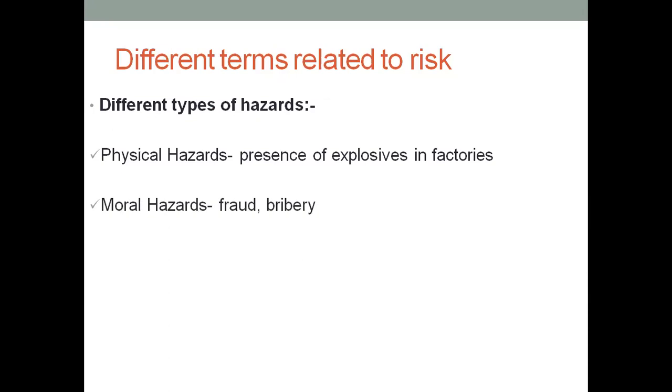Our next category is moral hazards. Now what are moral hazards? Anything related to the characteristics of human beings, related to the moral values and ethics of a person, that increases the amount of loss associated with any kind of event. So this is moral hazards, like fraud, bribery, corruption, etc. So that is termed as moral hazards.